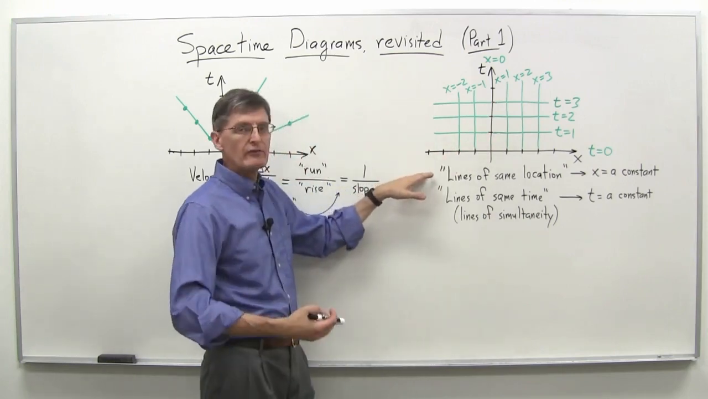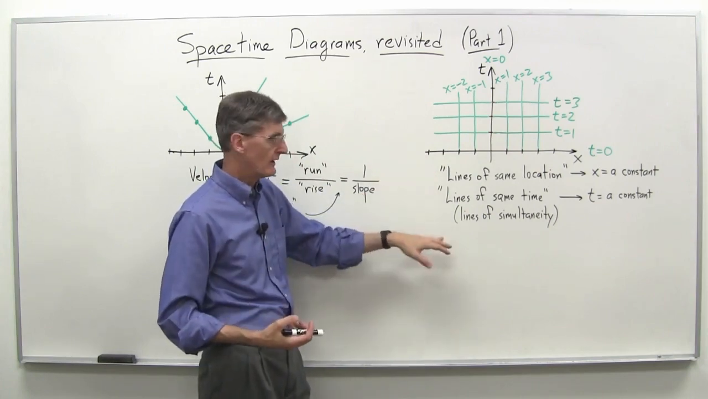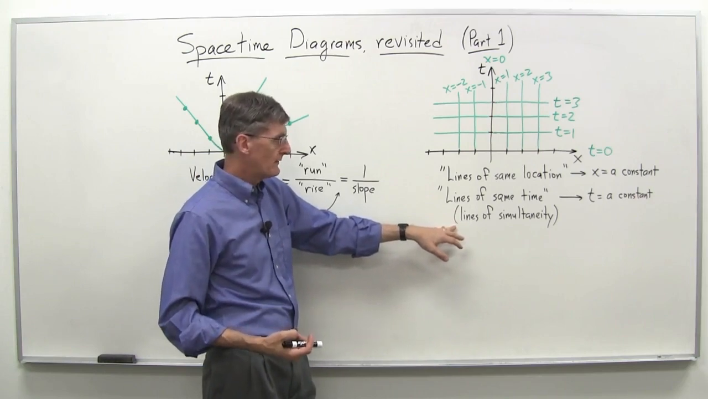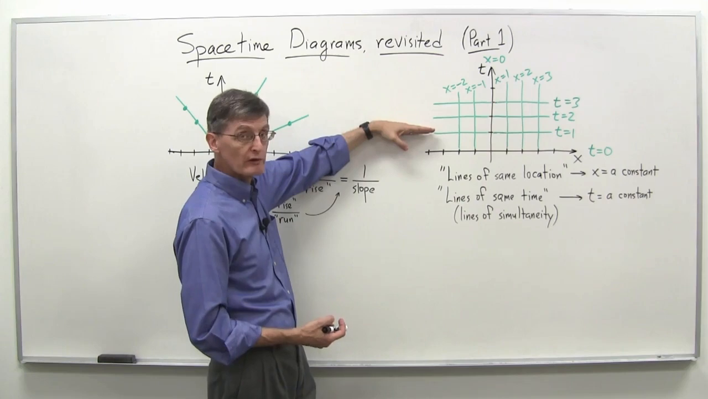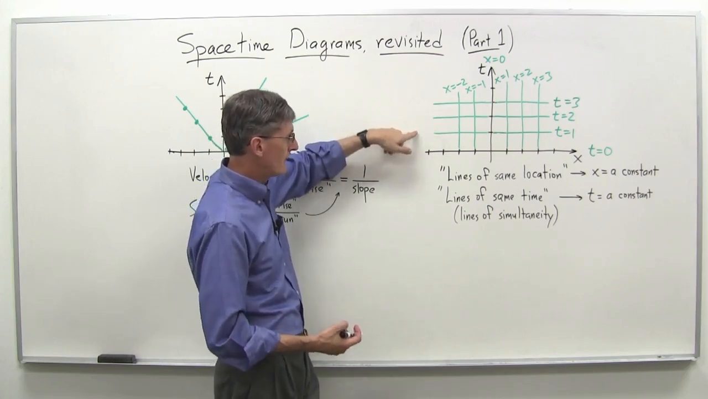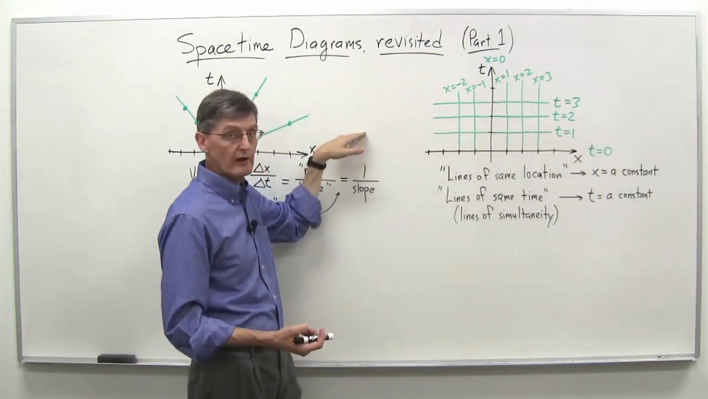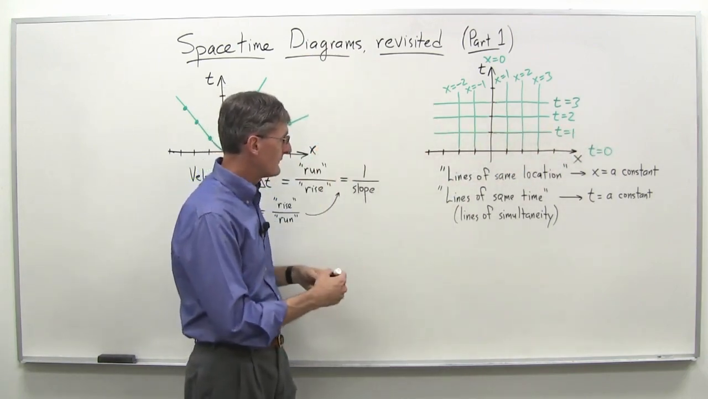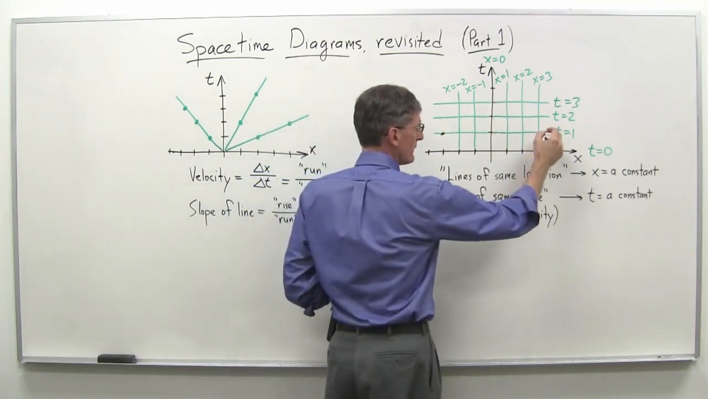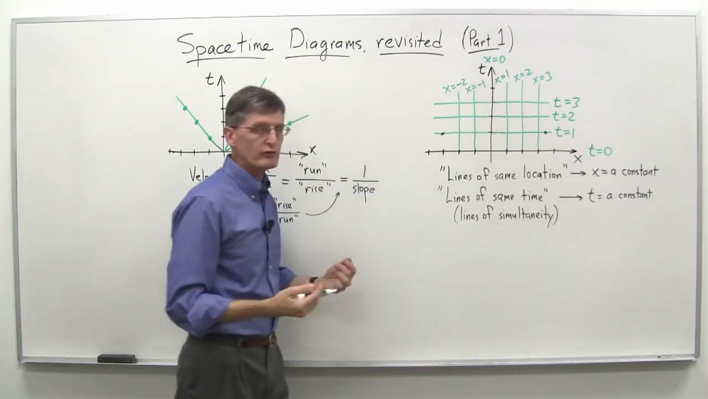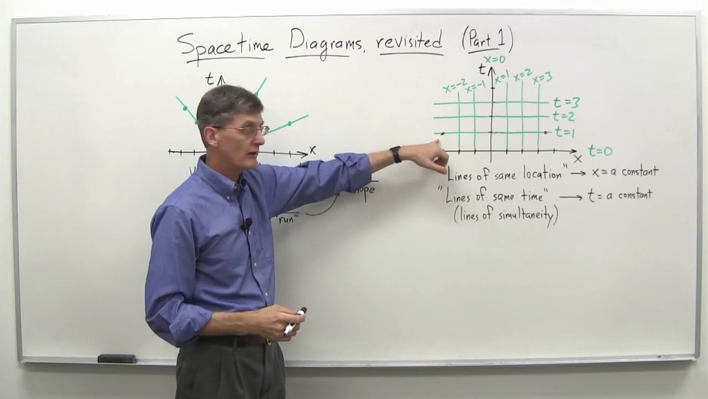So those are lines of same location. Lines of same time, or more commonly we say lines of simultaneity, that's where t is a constant. And so here we have the t equals 1 line. Everything that happens at t equals 1, any place on any x here, is on this line, the line of simultaneity. So if I have something that occurs right here, and also something maybe that occurs over there, those two events are simultaneous in this frame of reference because they both occur at t equals 1.